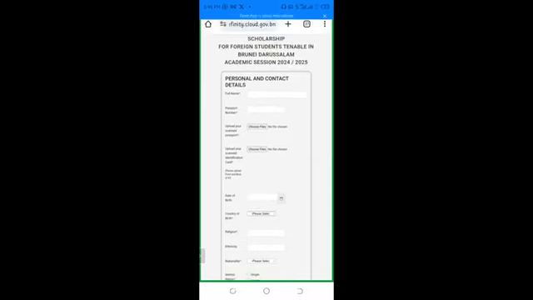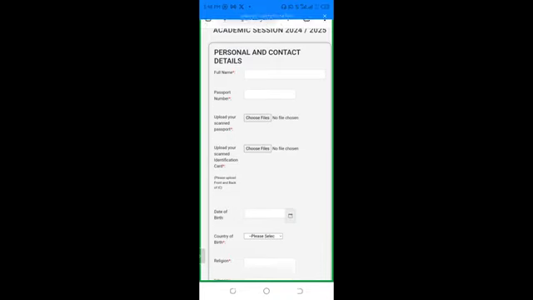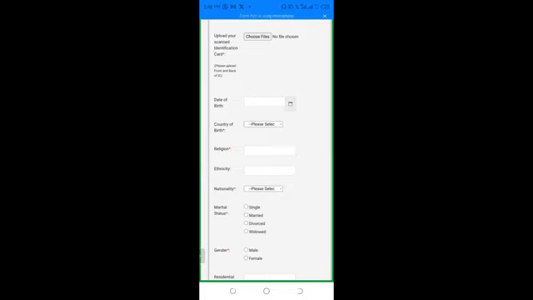So as usual, we've always talked about this one. You have your personal and contact details. We already ask you for a full name, your passport number, which is very important. You upload your passport and things like that. You have the date of birth, country of birth. All these ones are very important. We've also mentioned that if you see red stars, it means that that place is compulsory.